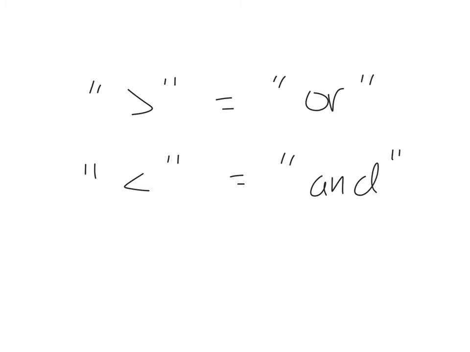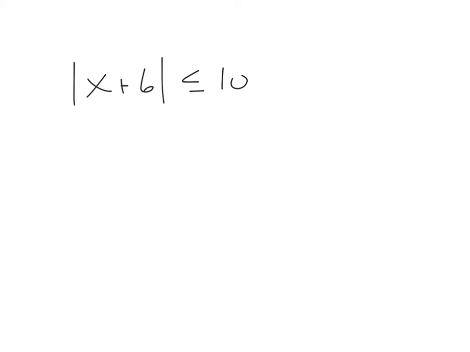So here's our rule we're going to live by. If you see absolute value and greater than, we're going to call it an or problem. If you see absolute value and less than, we're going to call it an and problem. The fancy math term is a disjunction for the or and a conjunction for the and, like conjunction, junction. Okay, so let's try one of each.